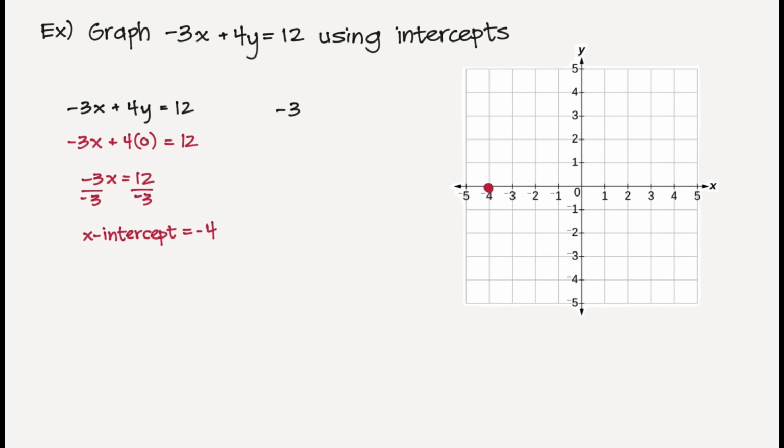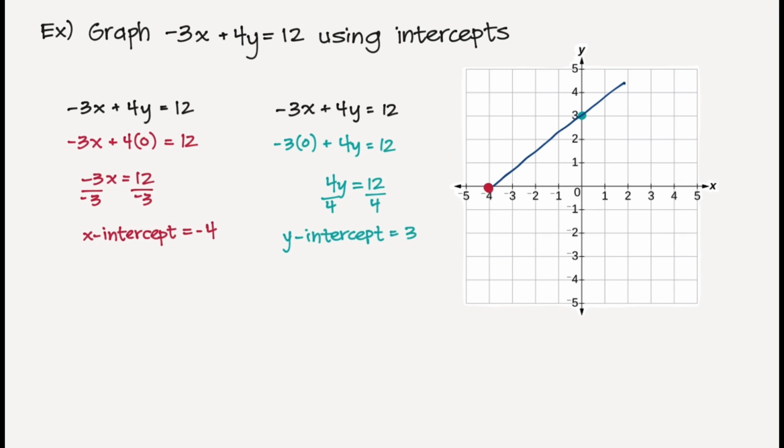Okay, let's rewrite our equation one more time. Negative 3x plus 4y is equal to 12. I'm going to replace the x variable with a 0. That leaves me with 4y is equal to 12. Divide both sides by 4, and I find the y-intercept is equal to positive 3. So that means up above at 3, I will put a point, and I can connect my dots to form my line. And that's it. So hopefully this new method makes sense to you, and we will do some practice when we get into class.